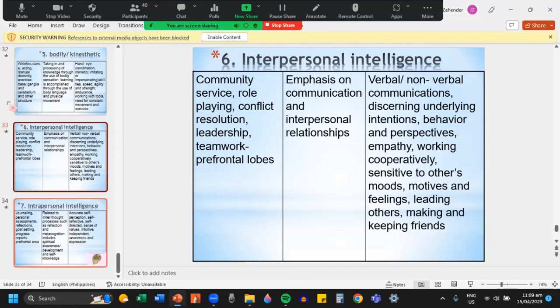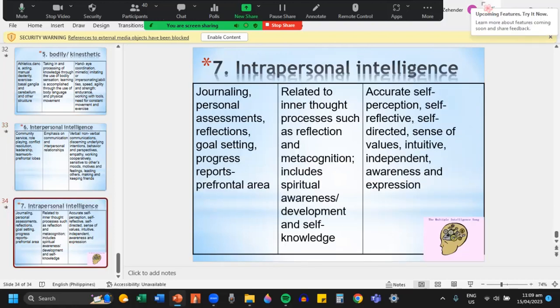Okay, so next, we have intrapersonal intelligence. Here are the more introverted ones, those who are into journaling, personal assessments, reflections, goal setting, progress reports, and the prefrontal area is the active part. So this is one of the downsides of having a big intrapersonal intelligence: we're really big on overthinking, because we are focused on our inner thought processes such as reflection and metacognition. We include spiritual awareness, development, and self-knowledge.